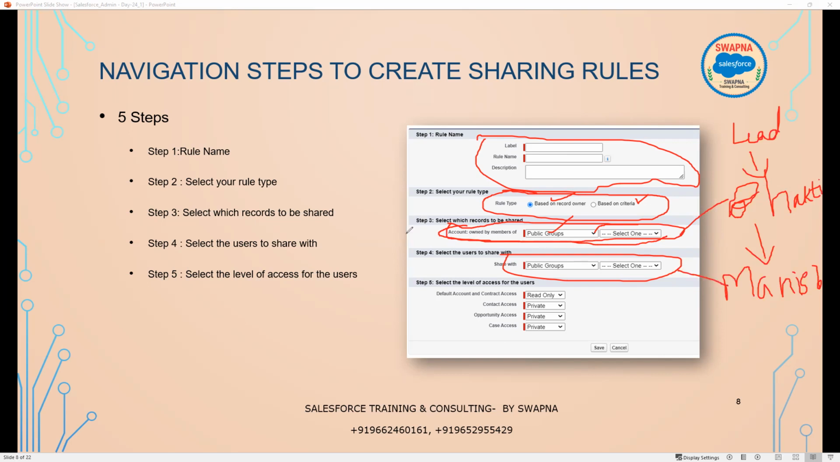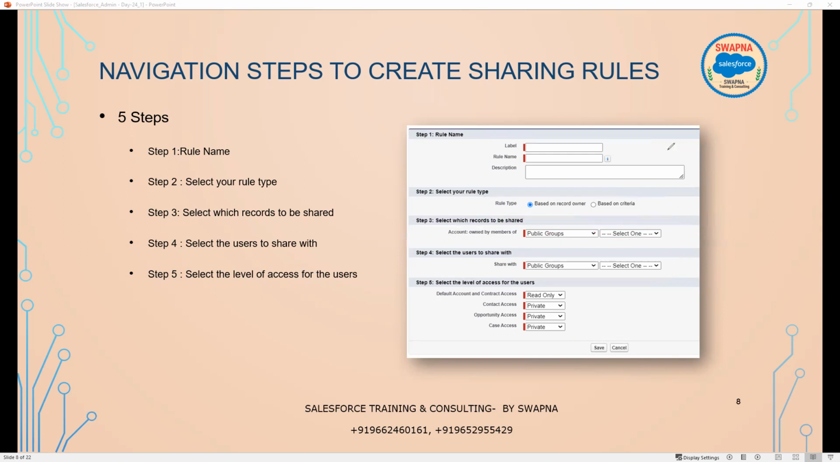So that's the reason we have 2 steps. If we go with criteria based, we might not see steps 2, 3 and 4. You might see only 1 step. And the 5th one is what is the level of access that you want to give? First one is the rule name. What type of sharing? If it is owner based, who is the owner of it and whom do we want to share it with? And the 5th one is what is the access level? Right? So take notes of it.